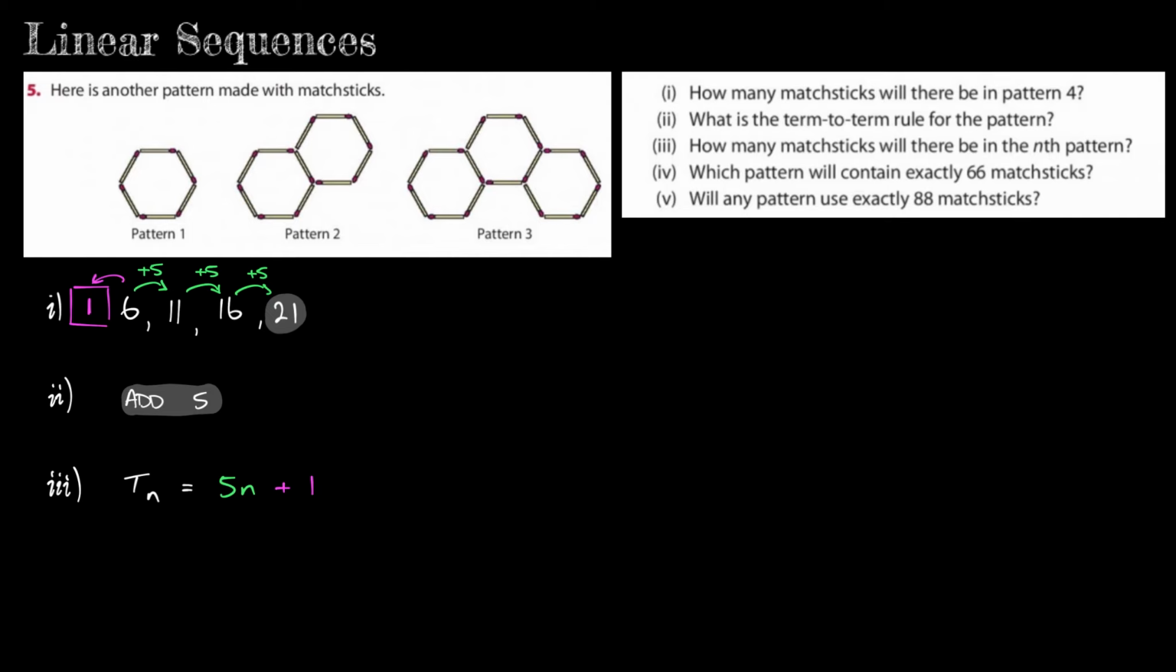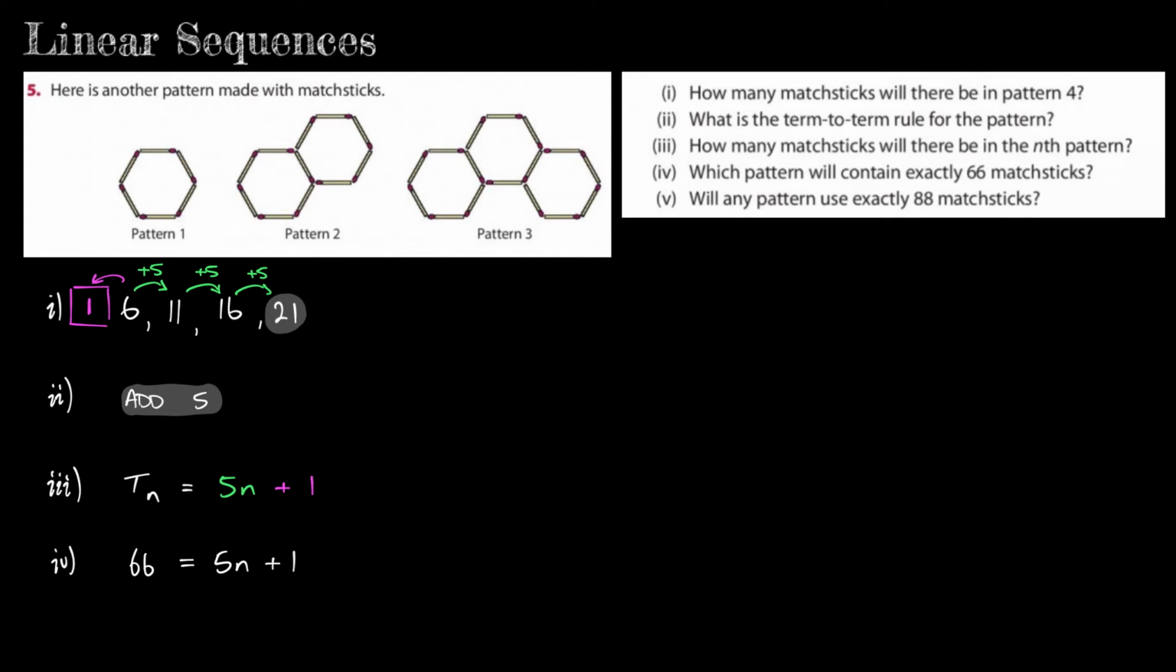n represents the term. So here, when we put 1 in for n, that's telling us that the first term will have 6 matches. If we put 2 in, it's telling us that the second term will have 11. So the number of matches is the outcome. They want to know which term will have 66 matches. So if it has 66 matches, the outcome will be equal to 66, and we want to find out which term it is. So the unknown is going to be the term, and we're trying to work out what that term is.